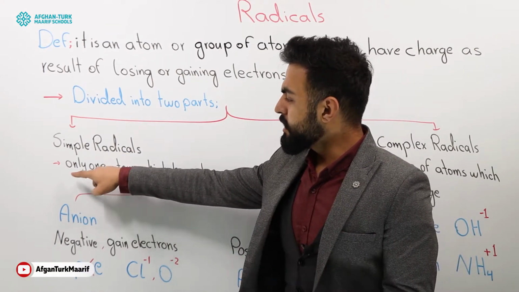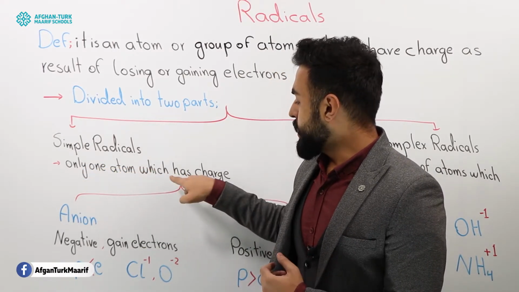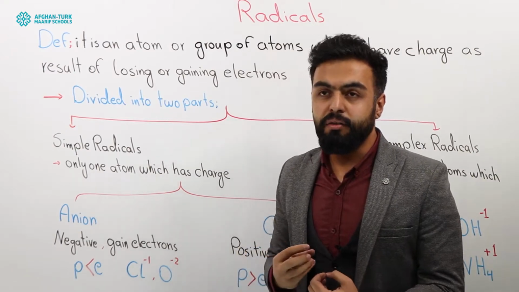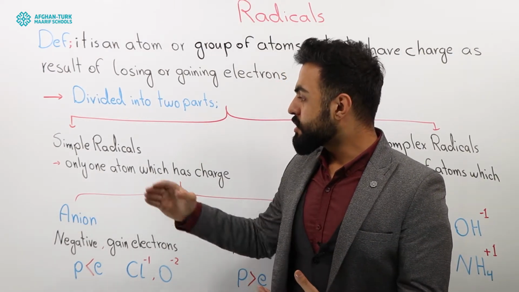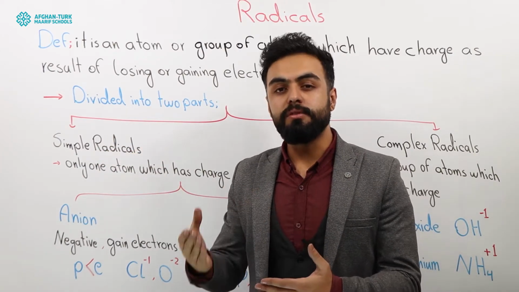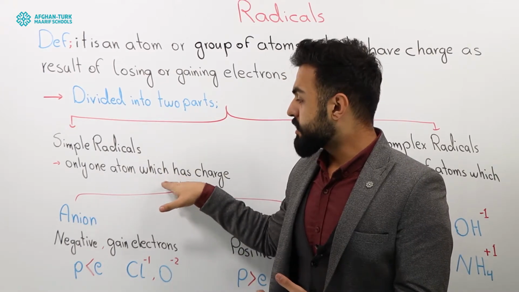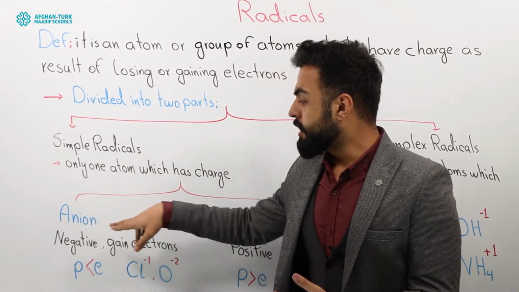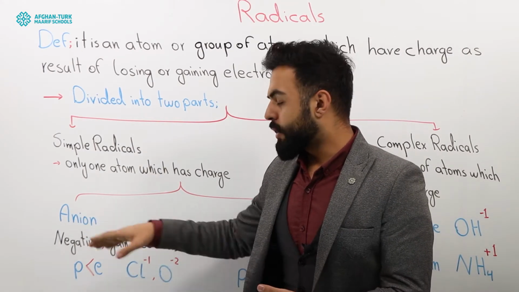What is a simple radical? It is only one atom which has charge. So a simple radical is an atom which has charge. We also call these ions. The ions are divided into two different parts. The first one is anion and the second one is cation. So what is an anion?